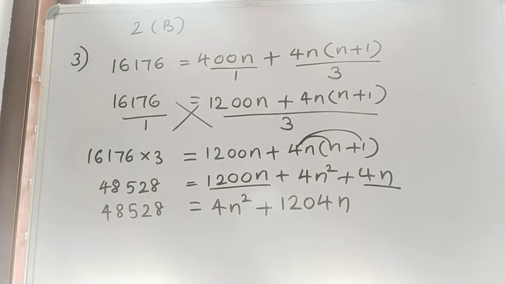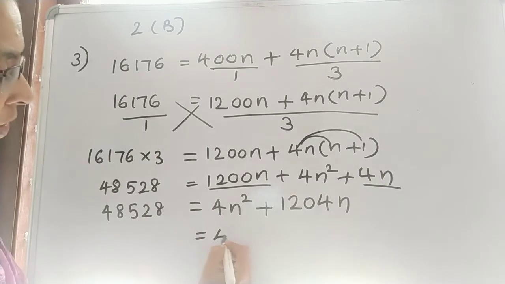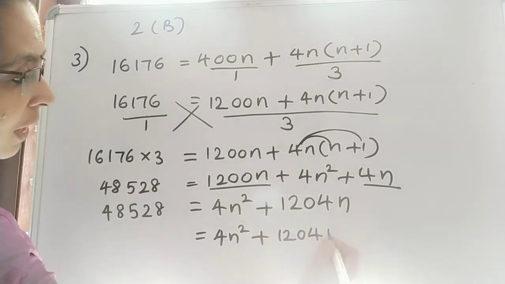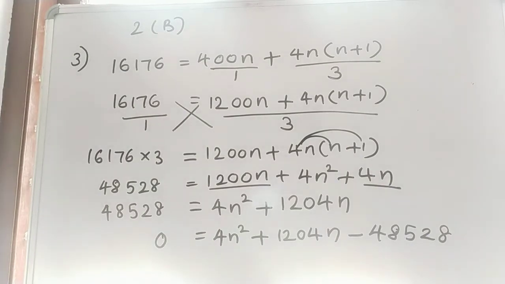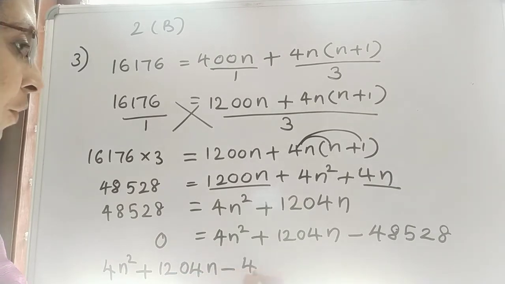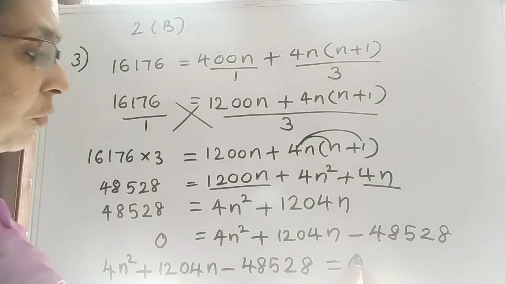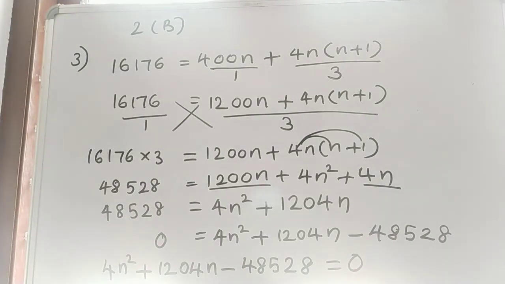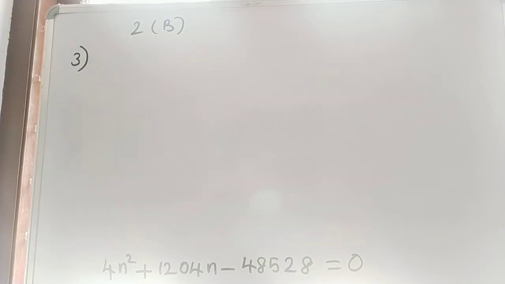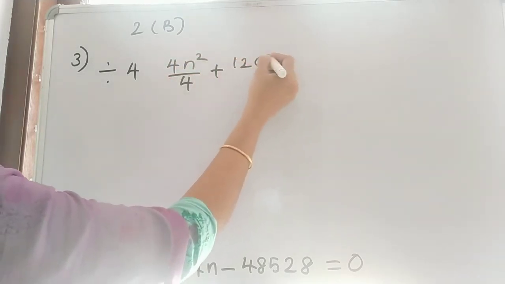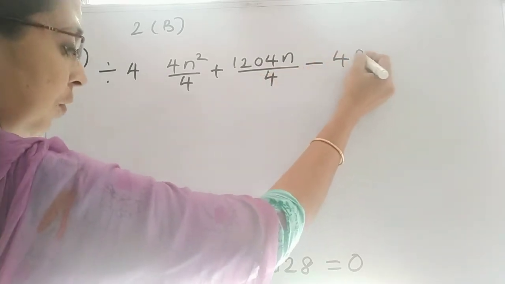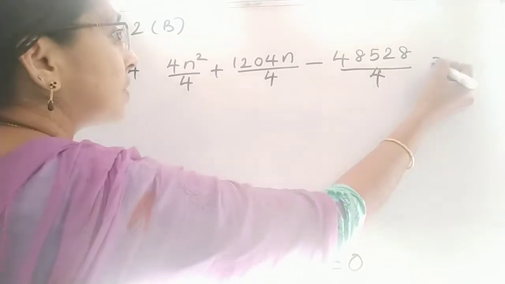So next step, 4N square plus 1204N, this will become minus 48528, so here it will be 0. So we can write this way: 4N square plus 1204N minus 48528 is equal to 0. Now we can divide throughout by 4. Check if it's possible or not, dividing throughout by 4. So 4N square divided by 4 plus 1204N divided by 4 minus 48528 divided by 4 is equal to 0.